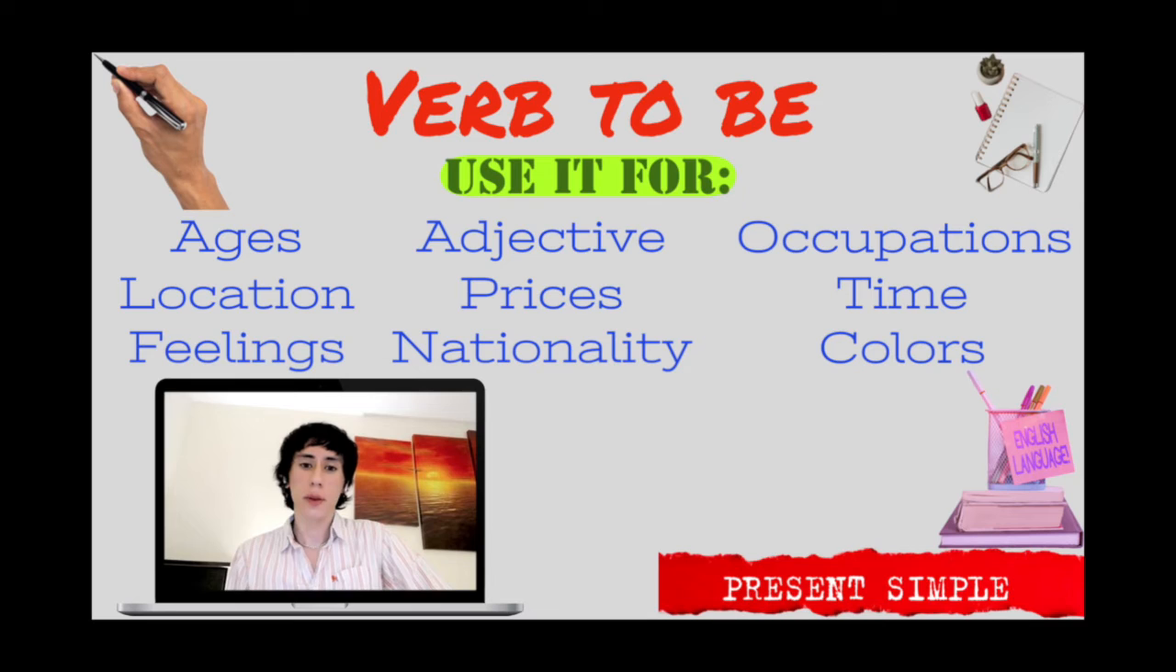We use the verb to be for nationalities. For example, I am Mexican, you are from Slovakia, or you are from Czech Republic. And we use the verb to be for colors. For example, this computer is black and gray, or my room is white, or your eyes are green.